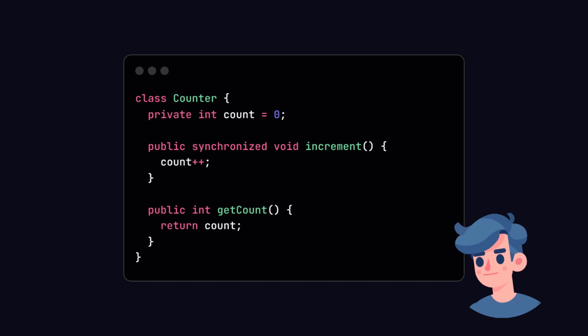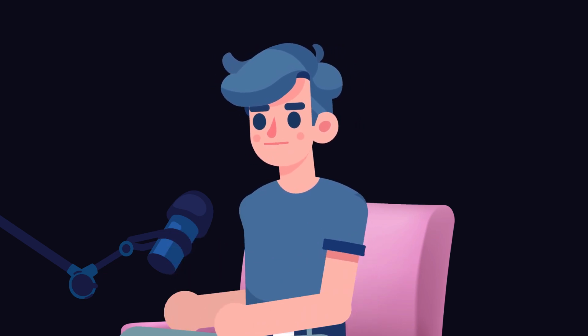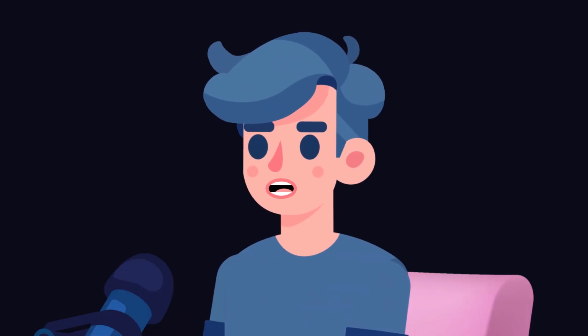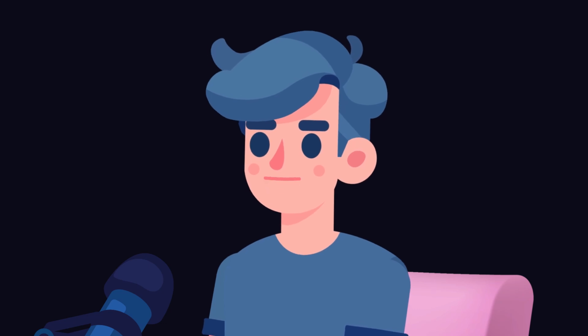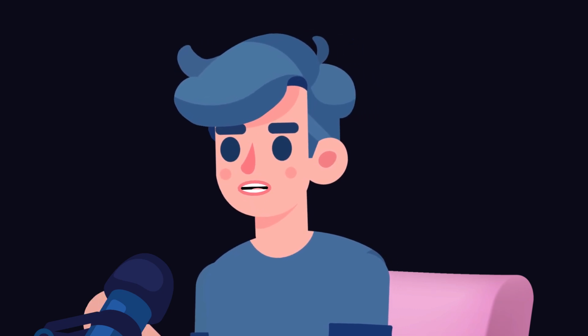To address this, we can use synchronization in Java to ensure that only one thread can access the increment method at a time. Let's modify our counter class to include the keyword synchronized. Now that we've made the increment method synchronized, let's run our application again. You'll notice this time the final count should be consistently 20,000, as we have eliminated the race condition.